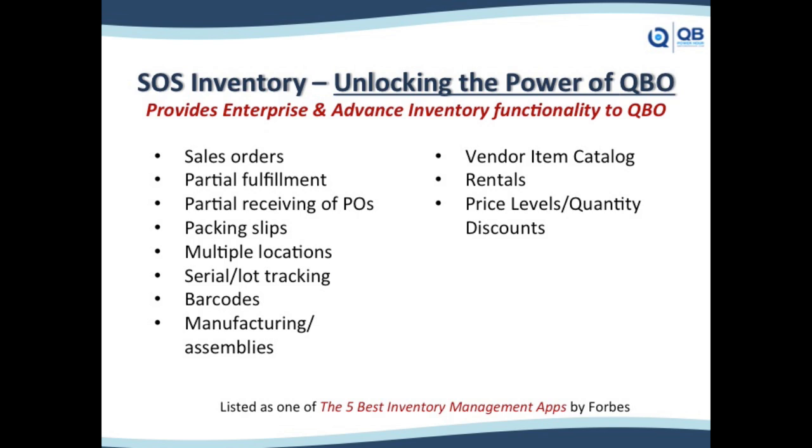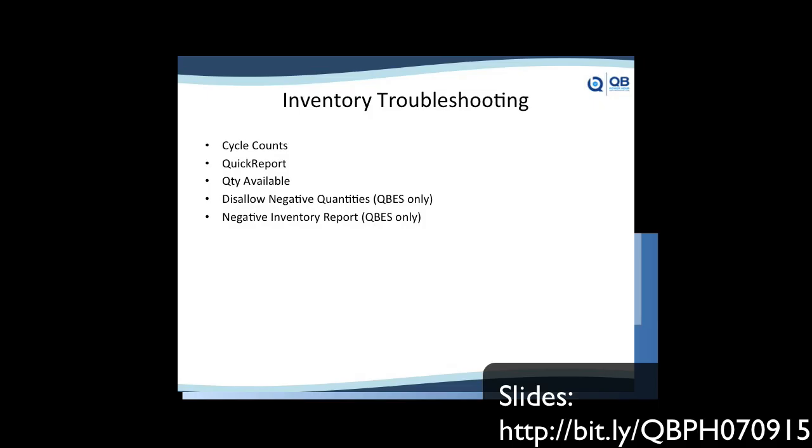So I wanted to talk about inventory troubleshooting. I wish I had time to. If we changed this to a QB Power Hour double hour or something like that, maybe we could do this in 2 hours. But there isn't enough time for the amount of information I want to give you. So cycle counts, quick report, quantity availability, disallow negative quantities, a negative inventory report. They're troubleshooting tools that I wanted to show you. Maybe we'll leave them for a next webinar or so.